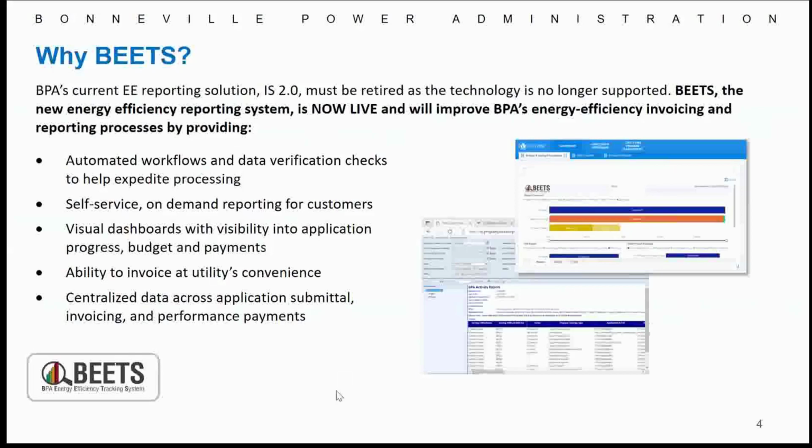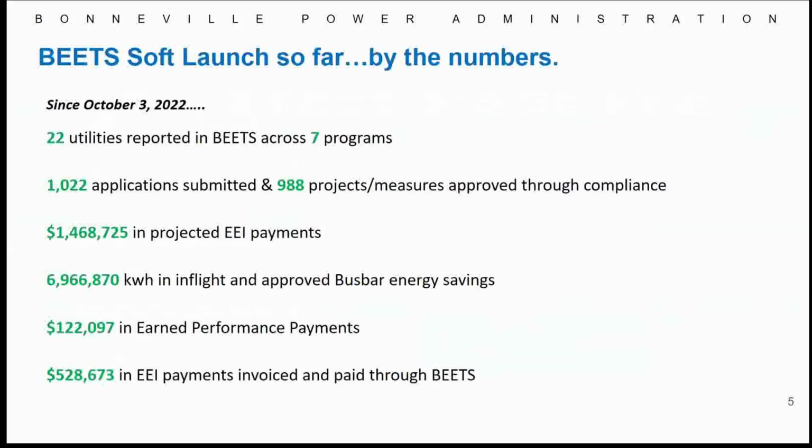Now I think we're going to chat a little bit about what success we've had with BEETS so far. We've been running with BEETS almost a month now with a group of utilities that volunteered to be our kind of guinea pigs. This is real reporting, real dollars. We've had 22 utilities using the system across 7 different programs. We'll define programs for you later in this briefing.